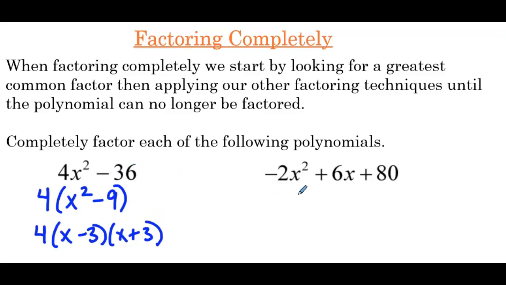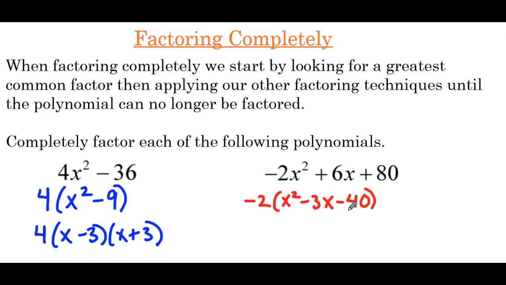Next, we have negative 2x squared plus 6x plus 80. Now, in factoring a trinomial, it's much easier if this leading coefficient is positive. So if we look at the terms, the greatest common factor of the 3 terms is 2, but we're going to factor out a negative 2 so that the next step of factoring, if there is one, would be a little simpler. So that's going to leave us with x squared minus 3x minus 40.